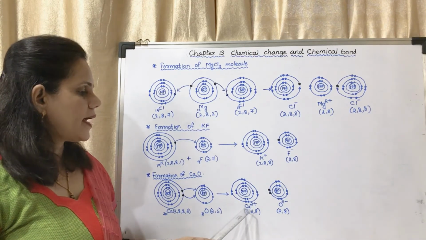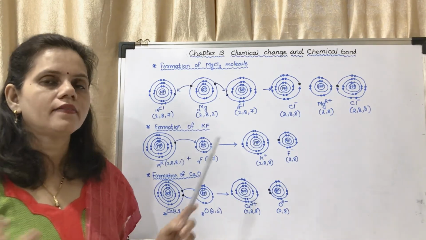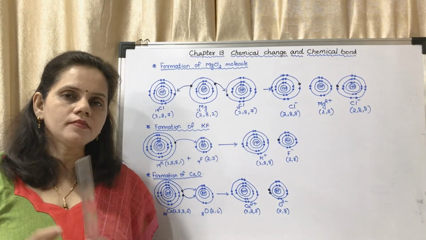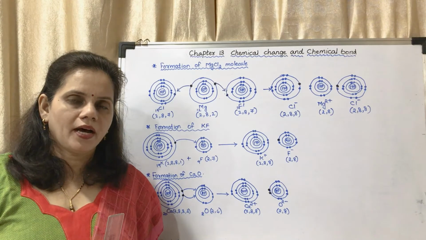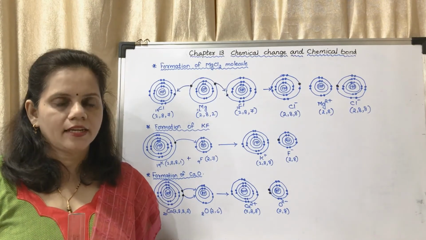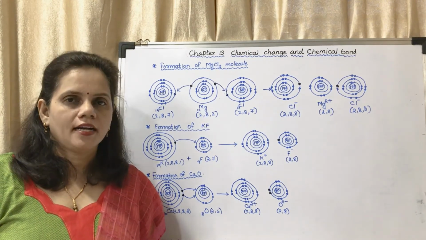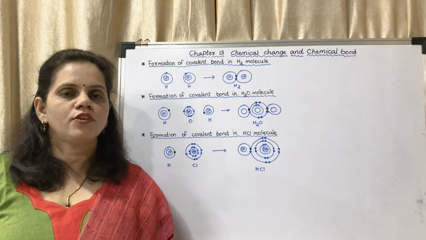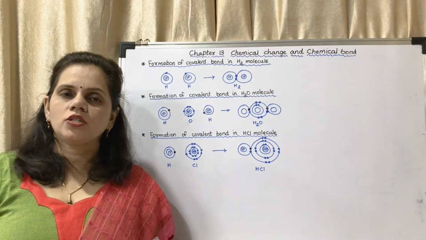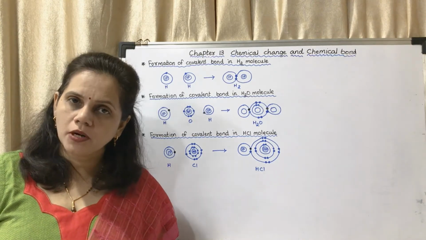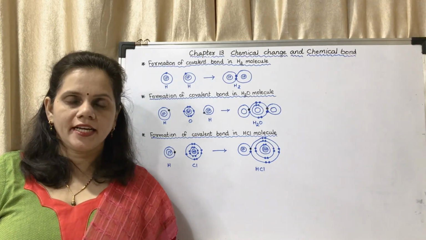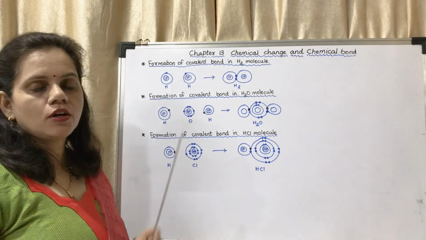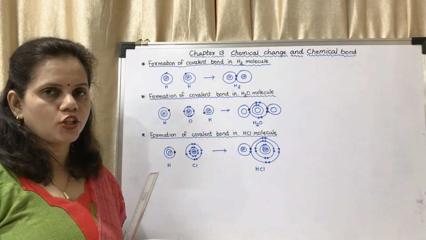And this cation and this anion will form a bond due to electrostatic force of attraction to form the ionic compound calcium oxide. So this is about ionic compounds. Now we will see the next. Next is formation of covalent bond. What is a covalent bond? Covalent bond is the bond formed by sharing of electrons. Okay, so here you may see the first one is formation of covalent bond in H2 molecule.